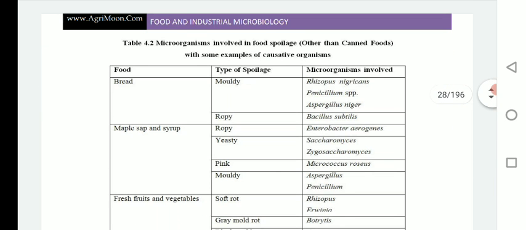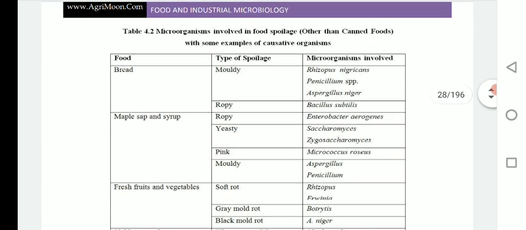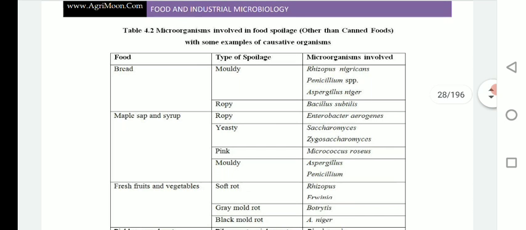So this is a table showing examples of different types of food, the type of spoilage that occurs in that food, and the causative organism or microbe responsible for that spoilage. In this table, first you can see bread. Bread is mostly spoiled by different types of molds. That's why it is moldy. The type of spoilage that occurs in bread is moldy and ropey. These are textures you can simply observe with your eyes.